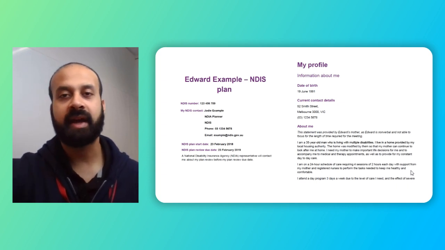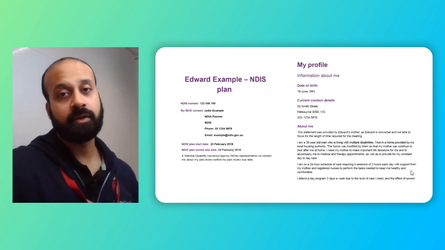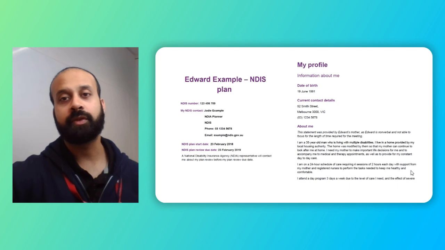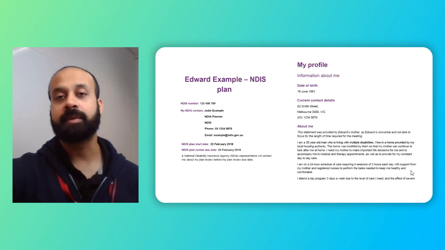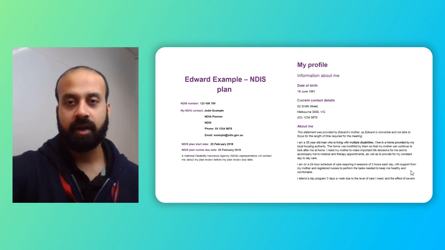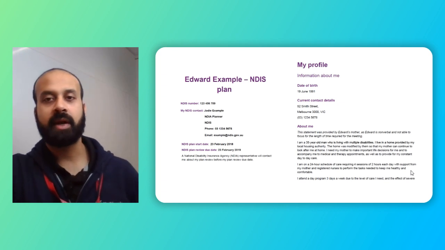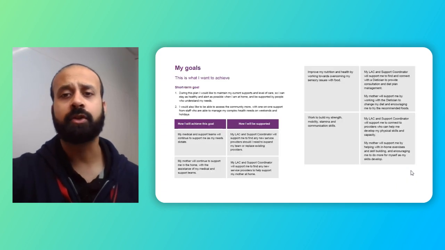Now you may not actually have access to a participant's actual plan. That really depends on them. If they're comfortable sharing that with you, sometimes they'll share parts of it. But here's what it typically will look like, okay? So you can see here on the left is the first page. I won't go through all the details here, but on the right is my profile bit that I was talking about. And then here's the goals section.